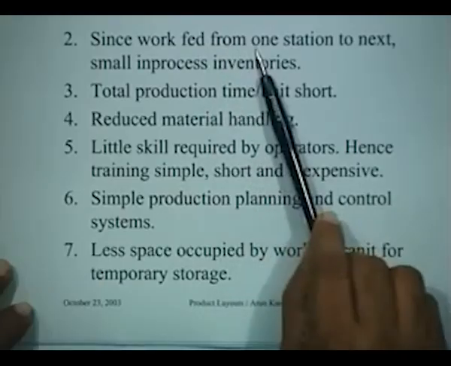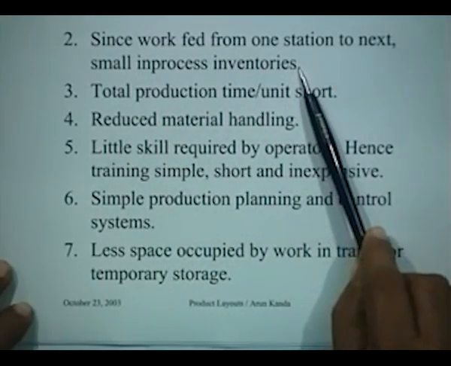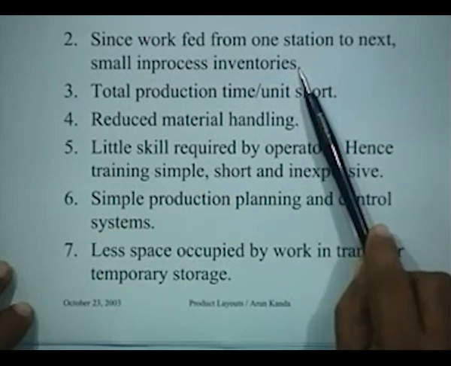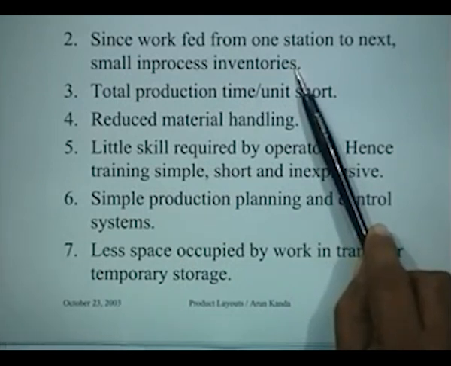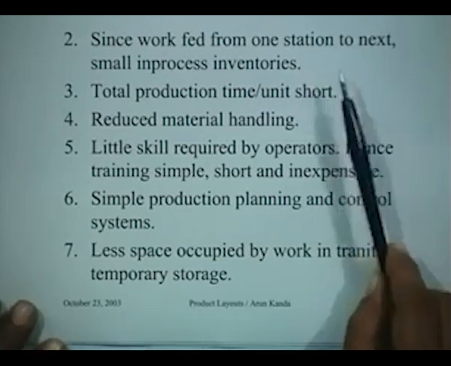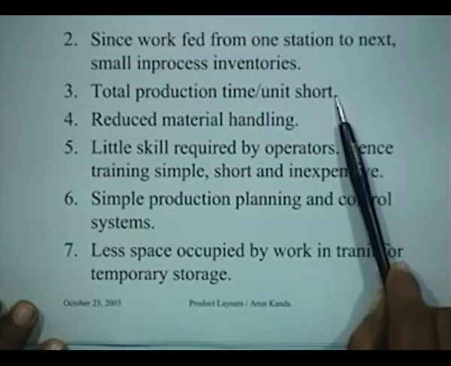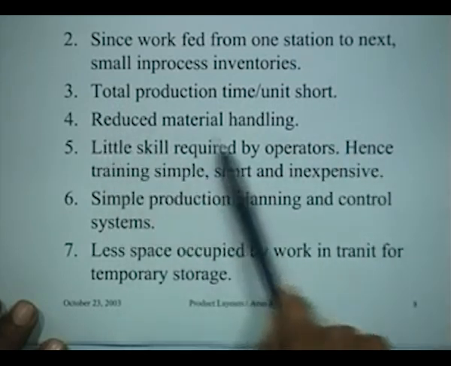Since work is fed from one station to the next, small in-process inventories result. This is another major advantage, because directly the piece is going from one workstation to the other. So there isn't much need for having in-process inventories between the two stations. Though of course there could sometimes be some inventories between the stations in the form of buffer stocks for some reasons. The total production time per unit is quite short for reasons that we just mentioned. There is reduced material handling.